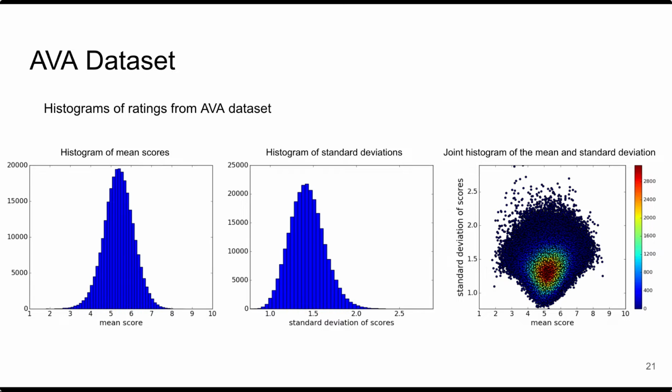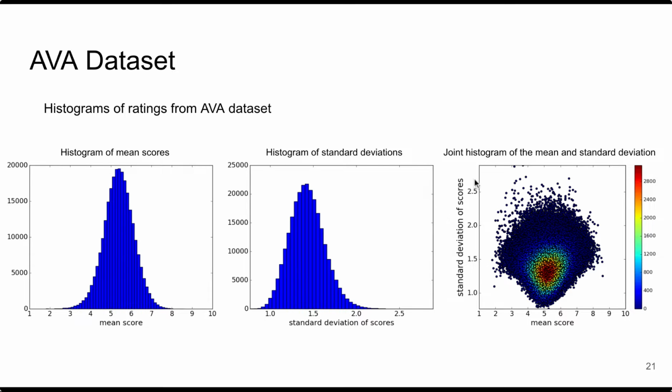If we look at the distribution of the mean on the left side, you can see that the scores are quite skewed towards the score 5, 5.5. But this mean score doesn't tell the whole story. If you look at the distribution of the standard deviation of the scores, you can see that the standard deviation has a mean of roughly close to 1.2, 1.3, which is not small. This indicates how subjective the aesthetic quality assessment problem can be.